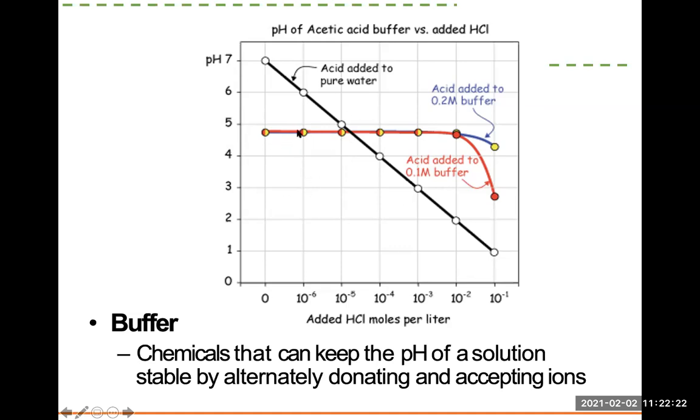So what this graph is showing, you have a buffer here and you're adding acid to it. And when you're adding, it's not really changing unless maybe you add a lot more, then it's going to drop. Whereas here's pure water, there's no buffer in it. And every time you add acid, the pH drops. But if you have a buffer, it's going to stay stable unless you make a big change in the amount you're adding. So buffers keep the pH of a solution stable by donating or accepting ions. I'm not going to go into detail on how you get these numbers. If you're taking chemistry, they can do that. I just want you to understand the pH scale.